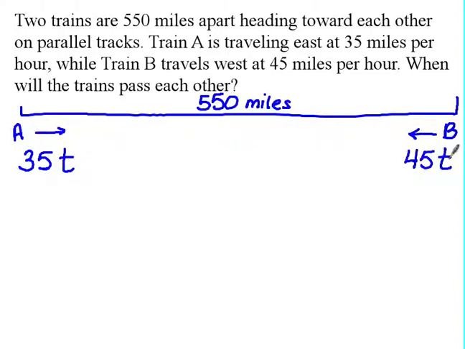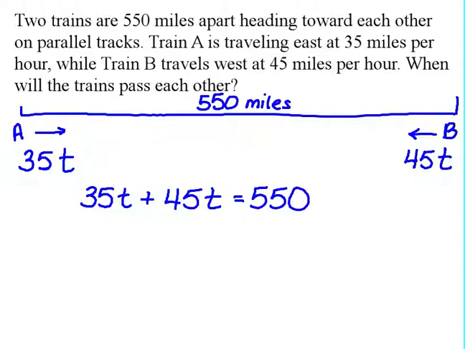You're probably wondering why I put T there. Because remember, distance equals rate times time. So I've got my rate, which is 35 and 45. Now I've got to attach that time component. You've got your 35T and your 45T, right? I want to find out when they meet each other. In other words, when have they both together collectively traveled 550 miles? So that's going to equal 550.